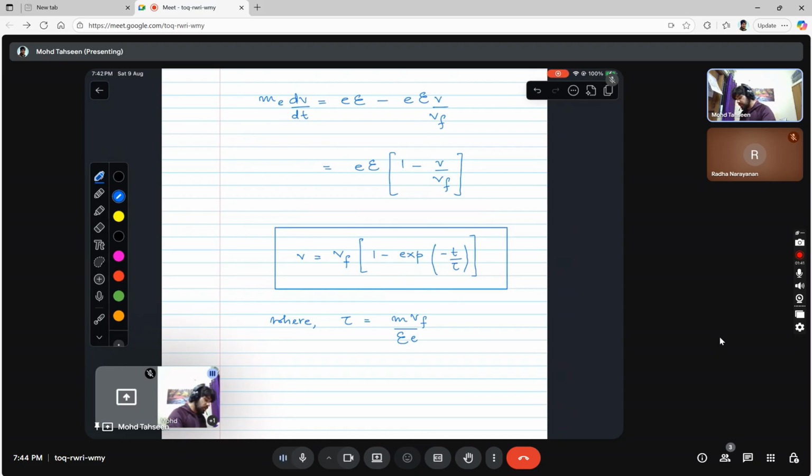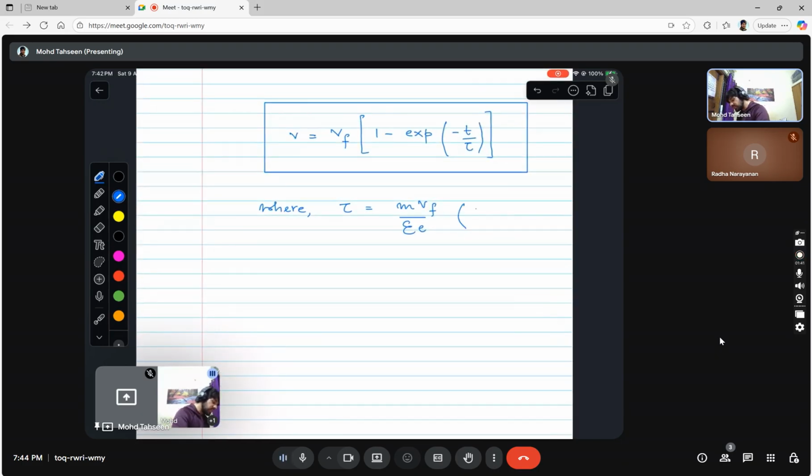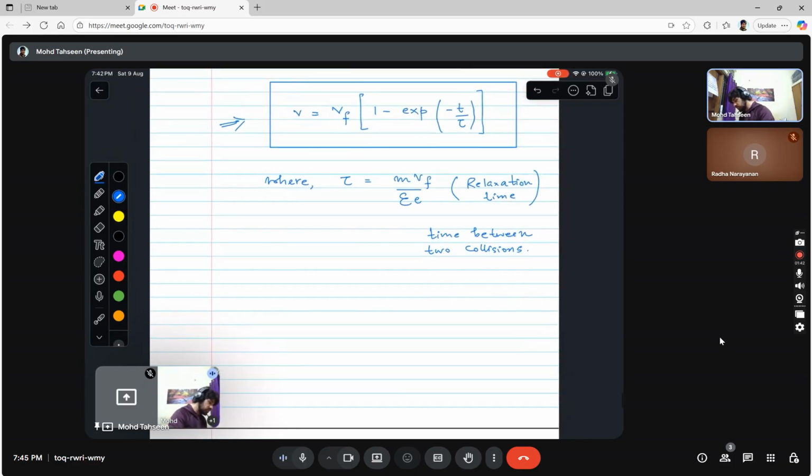So let's try to plot it and then find out. This tau is called the relaxation time, and this is the average time between two collisions. So what does this equation tell us? Let's plot it and then try to understand what it is doing. If we take this equation and plot it, the graph looks like this.